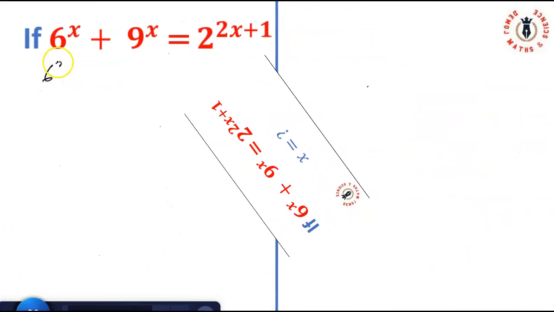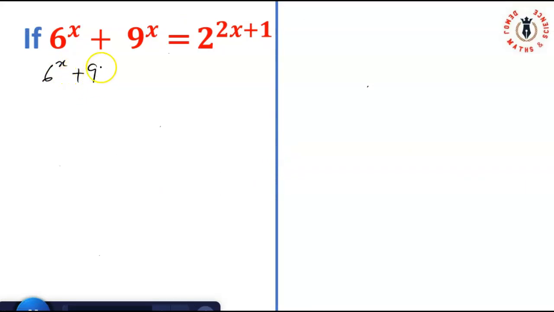Obviously, this is 6 raised to the power x plus 9 raised to the power x is equal to 2 raised to the power 2x plus 1. Now, if I want to interpret this, I'll interpret this to mean 6 raised to the power x plus 9 raised to the power x is equal to 2 raised to the power 2x times 2. For multiplication of indices, we know that when we multiply, we add the powers.